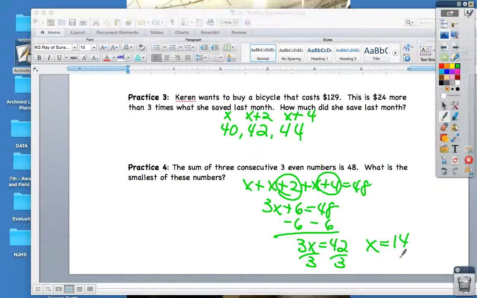Sorry. And then when you add them together, 14, 16, and 18 still equals 48. How did I mess that up the first time? Okay. Sorry about that. Everybody knows what an even number is now, right? Except for your teacher. Okay.